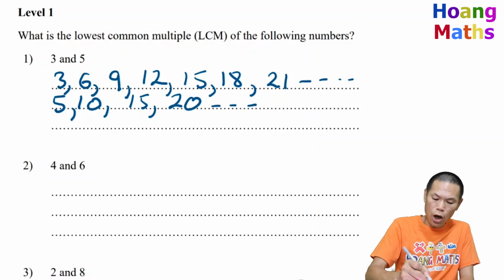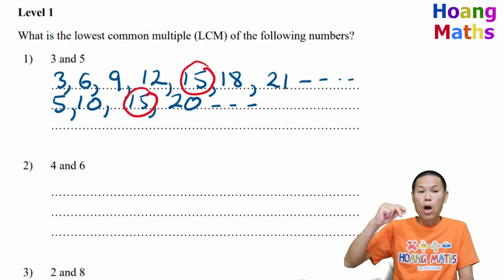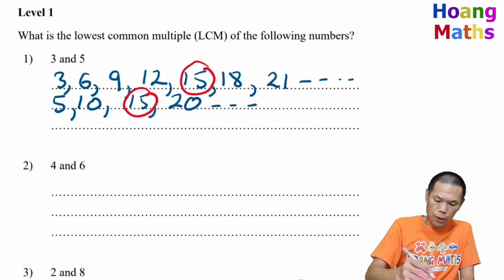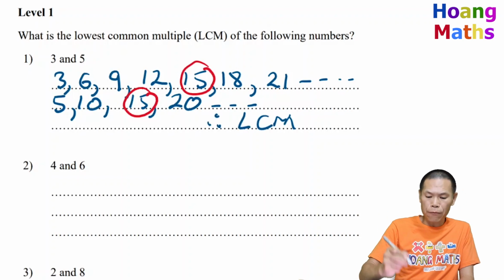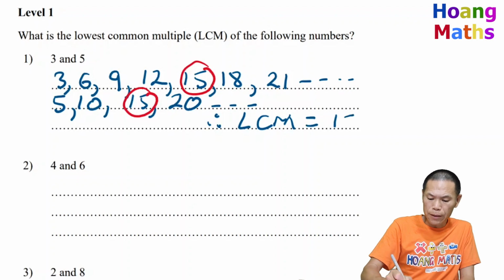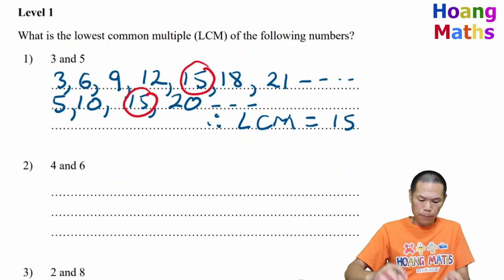And we know that the common number is 15. So that is the lowest common multiple of 3 and 5. So let me just write this down. Therefore, the lowest common multiple of 3 and 5 is 15. There you go.